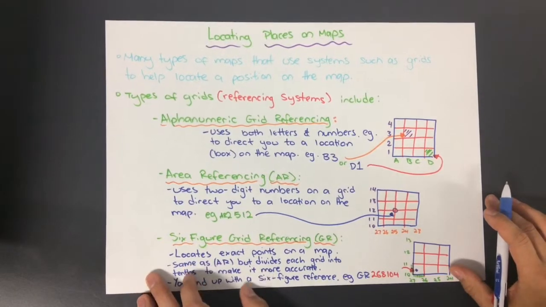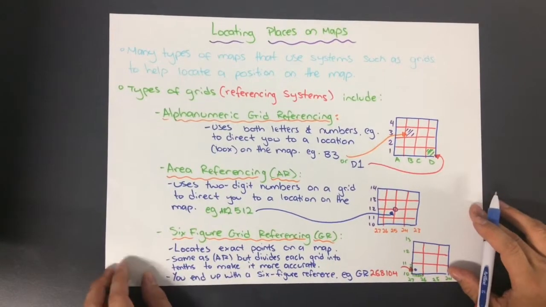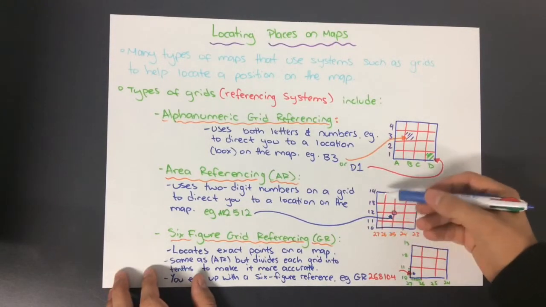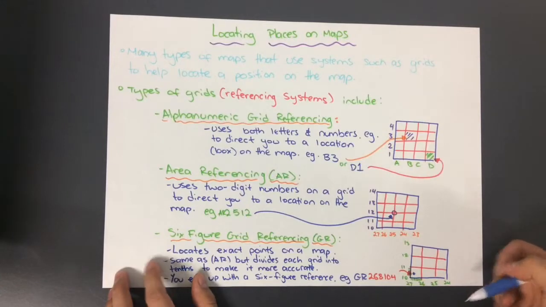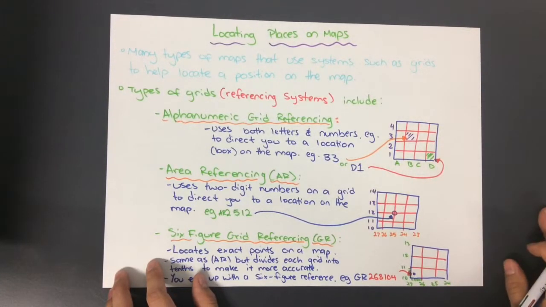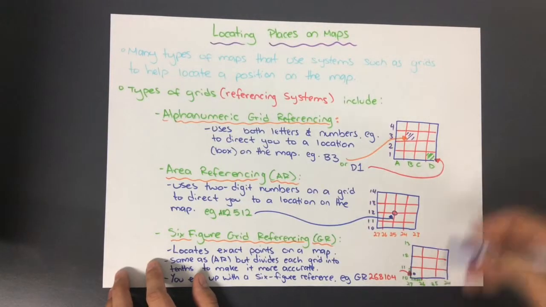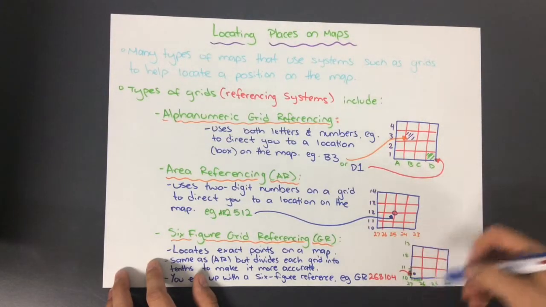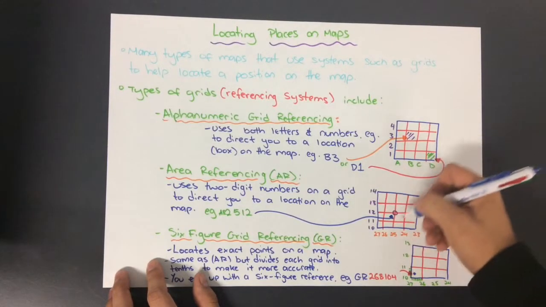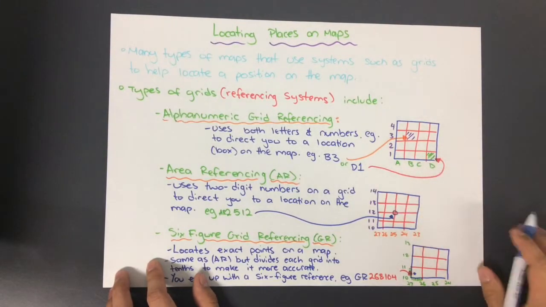Okay, let's look at area referencing or AR. This uses, instead of numbers and letters, just two-digit numbers, so from 10 onwards. Okay, so two numbers, or I suppose you could use 0 and 1 as well. They're also to direct you to a location on the map. This is more specific. We're not necessarily talking about just inside a box. We're now talking about on the line itself, on the grid.